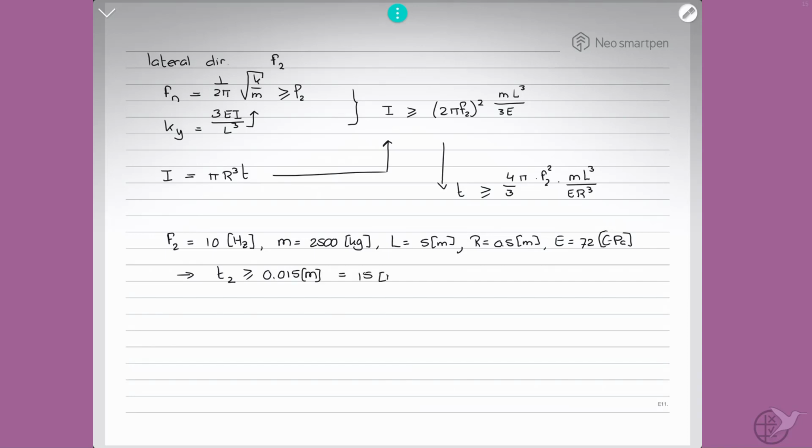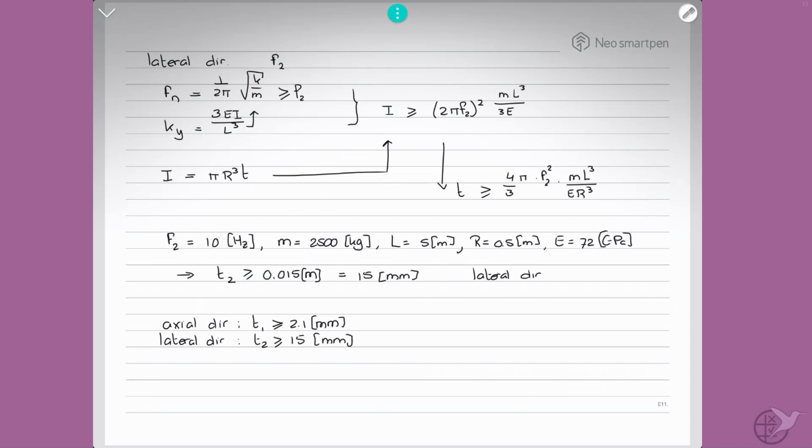millimeters. So we now have found two values. In axial direction, T1 must be larger or equal than 2.1 millimeters, and in lateral direction T2 has to be larger or equal to 15 millimeters.